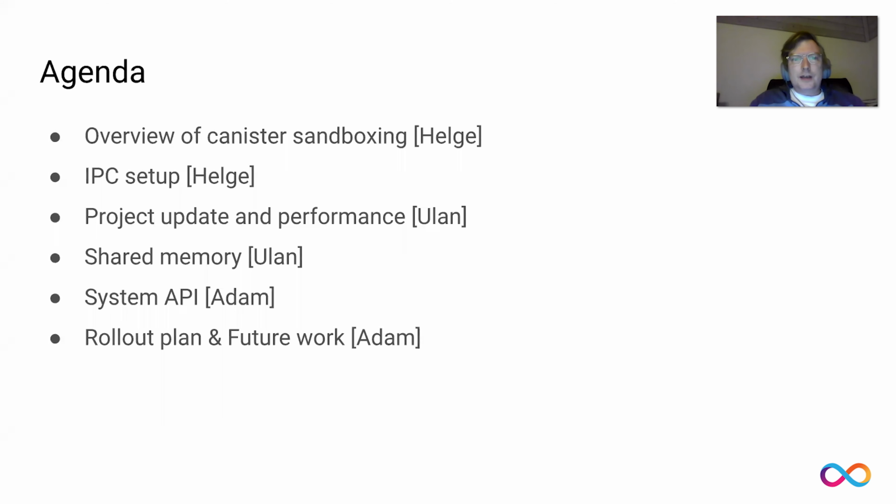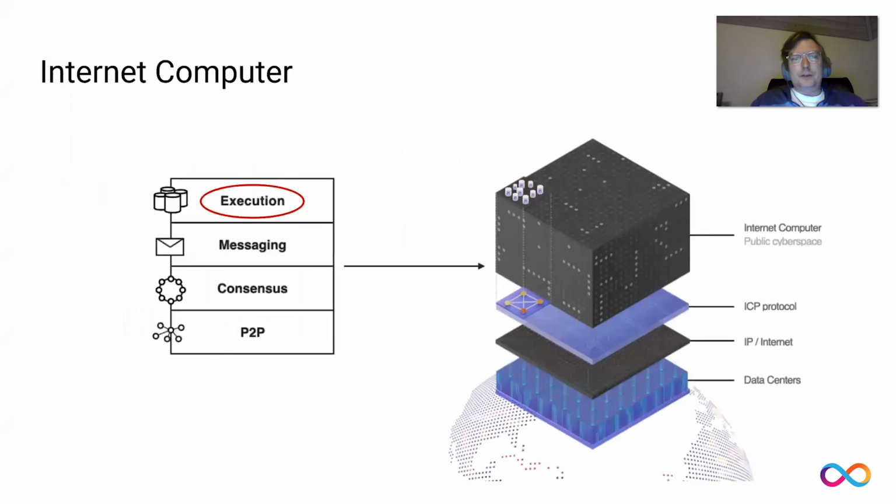First, we'll give a bit of recap of what we're trying to achieve and an overview of Canister Sandboxing, then a bit more details on how the actual communication works. There will be a project update on the performance and how things generally work and what things we did to optimize, particularly shared memory. Adam will then talk about further optimizations on the system API, how to structure this for a very efficient sandboxing, and also give an outlook on the rollout plan and some future work that is still needed that we want to follow up with to achieve the best possible sandboxing for the internet computer.